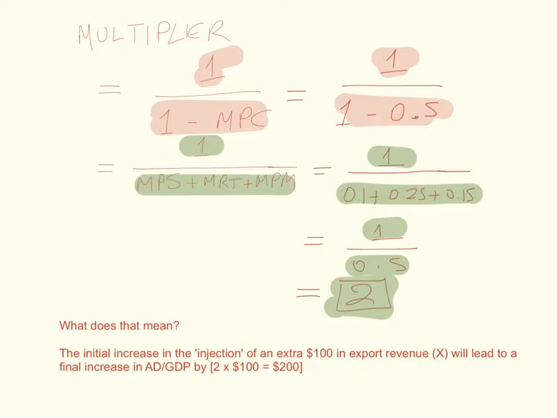What does this number mean? It means that the initial increase in the injection of an extra $100 in export revenue will lead to a final increase in GDP by this multiplier. You multiply this multiplier by the initial increase. So the final effect will be 2 times 100, which is $200. That means that because the multiplier is 2, any increase in injection will double, and that will be the final effect on aggregate demand or GDP.